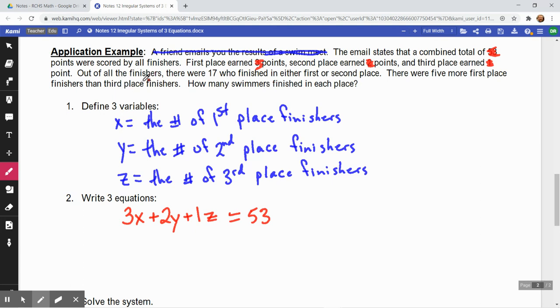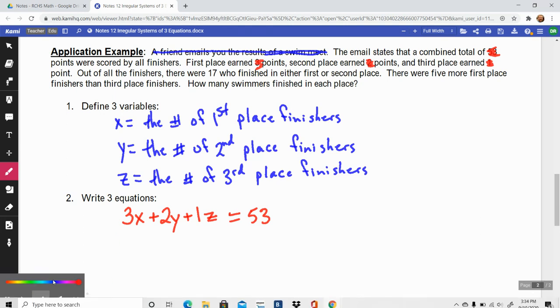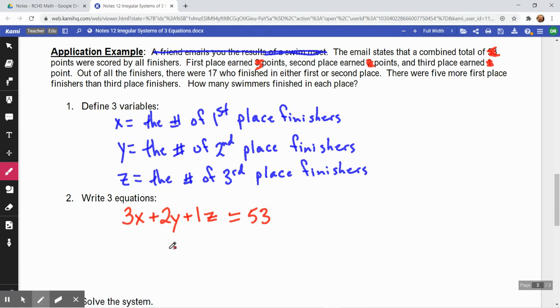So we need to come up with a couple more equations. The next sentence says, out of all the finishers, there were 17 who finished in either first or second place. So we're not talking about third place finishers here. Between first place and second place, there were 17 total finishers. So just like before, we'll use letters to represent first place and second place.